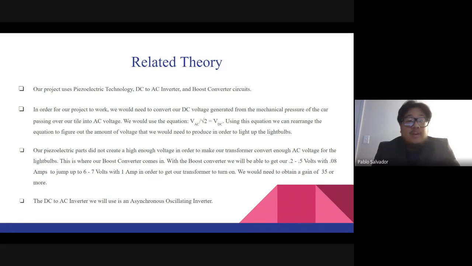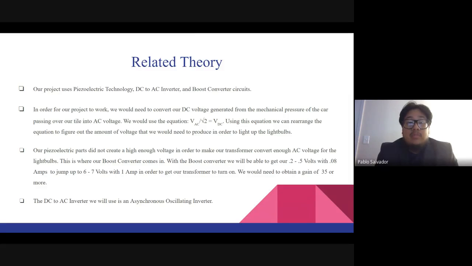So, as my peers explained, our project uses piezoelectric technology, DC to AC inverters, and a boost converter circuit. In order for our project to work, we needed to get the piezoelectric technology voltage to a higher voltage in order to get the transformer up and running, and in turn, to turn on the household appliances. Our piezoelectric parts only produced 1.2 volts to 0.5 volts with 0.08 amps. In order to get a transformer working, it needed at least 6 to 7 volts with 1 amp in order to get it up and running.